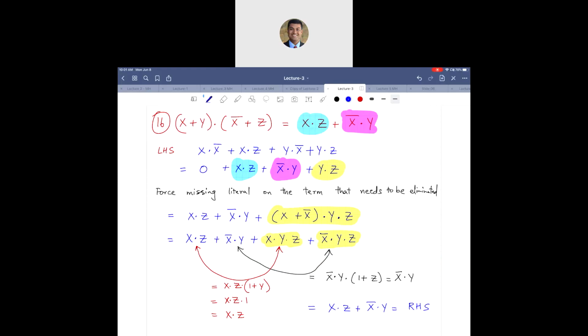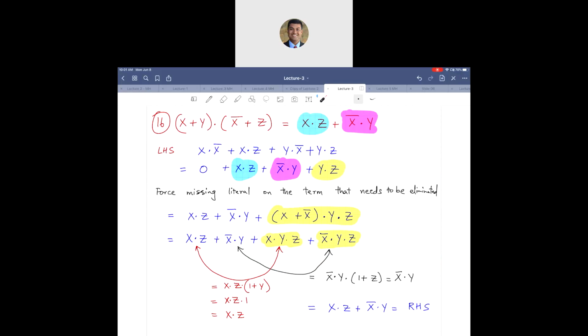All right. So that's 16. And as I mentioned, these three terms going to those two terms, the blue, pink, and yellow going to blue and pink, that's property 17. So while proving 16, we have also proved 17. And because we have proved 17, we have kind of proved 17D because of principle of duality. So I would consider all the proofs at this point to be complete.